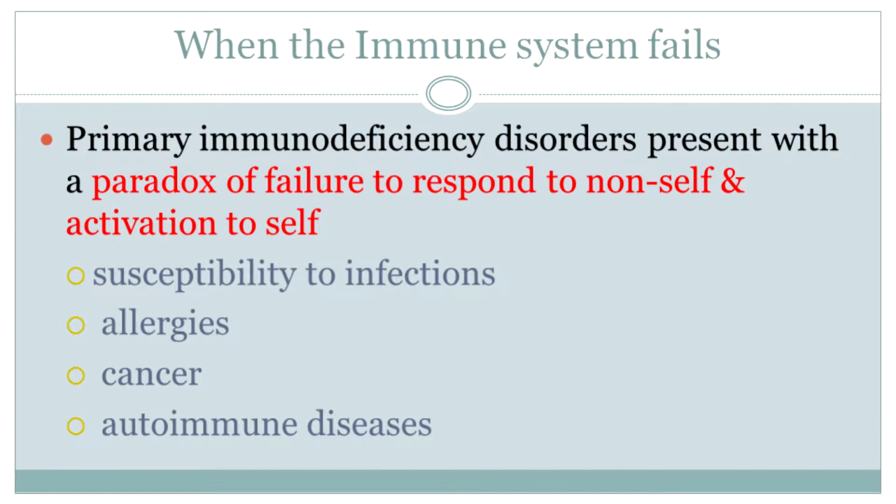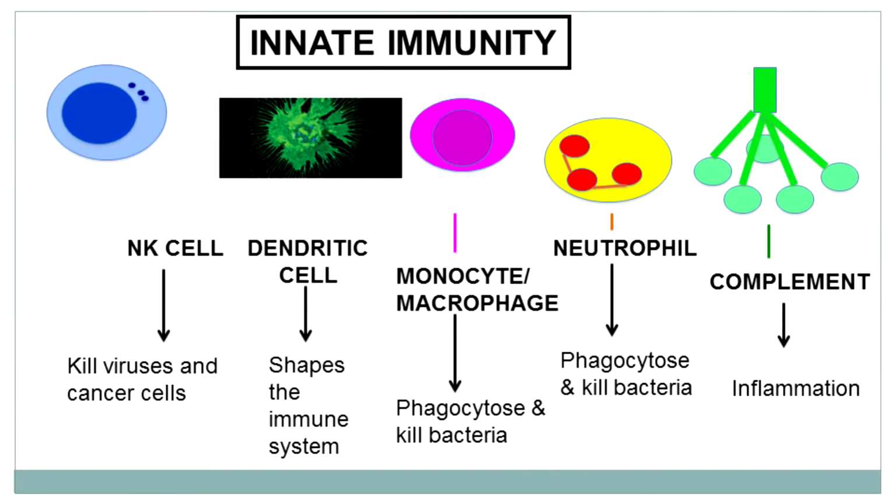So what happens when our immune system fails? Primary immune deficiencies present with the paradox of failure to respond to non-self and overreaction to self. Thereby, patients suffer from increased susceptibility to infections. They suffer from allergic disease, cancer, and autoimmune disease. There are two arms of the immune system, the innate immune system and the adaptive immune system.